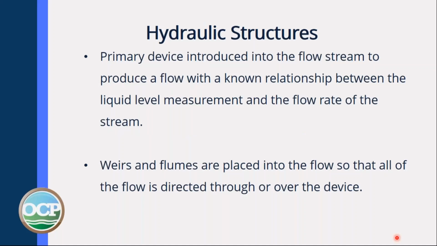So what do we mean by a hydraulic structure? Well, this is really a device that's introduced into the flow of water so that we have a known relationship between the level of liquid or water in that structure and the flow rate of the stream. One of the reasons we use weirs and flumes is that all the flow is either going to be directed over the device, as in a weir, or through the device, as in a flume.